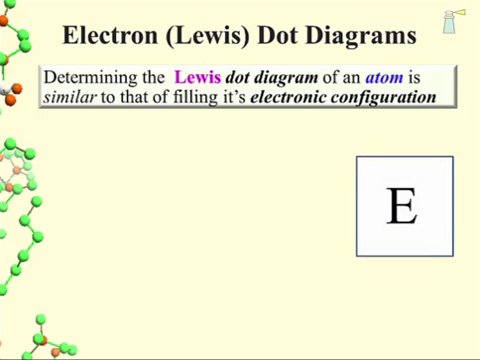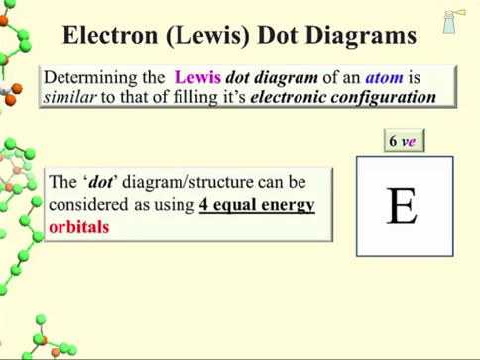We're going to construct a platform for generating dot diagrams. We will use a capital E as a generic stand-in for all symbols of elements. We will use dots to represent valence electrons, and we will give this element E 6 valence electrons for demonstration purposes. The dot diagram, or dot structure, can be considered as using 4 equal energy orbitals. Loosely, we can view this as putting the single s orbital of an energy level on the same footing as the 3 p orbitals, giving us 4 equal energy orbitals.